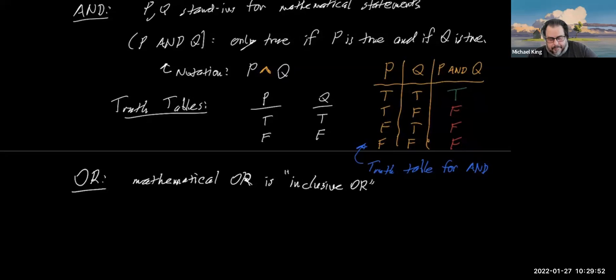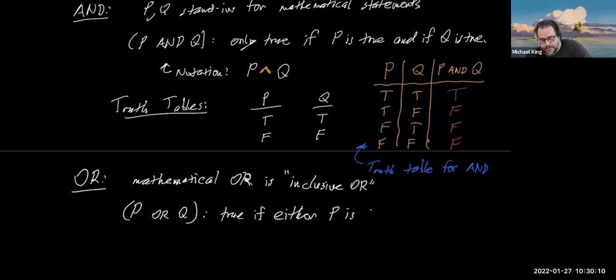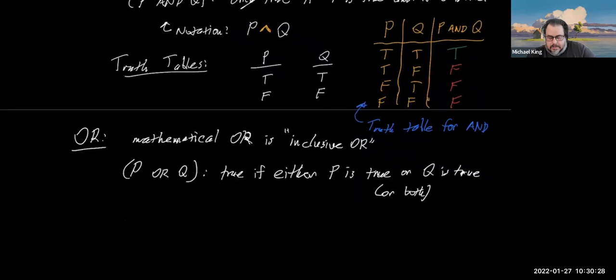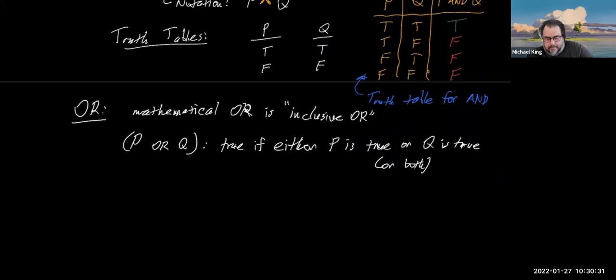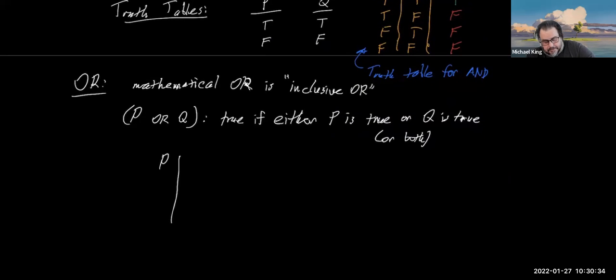So P or Q is true if either P is true or Q is true, or both. I mean, that's kind of what I mean. It's either one. Okay. So the truth table for this looks like the following.